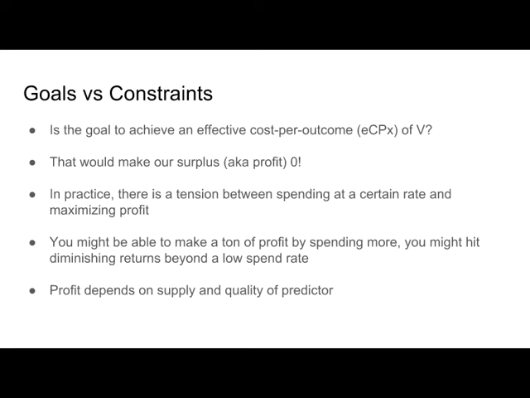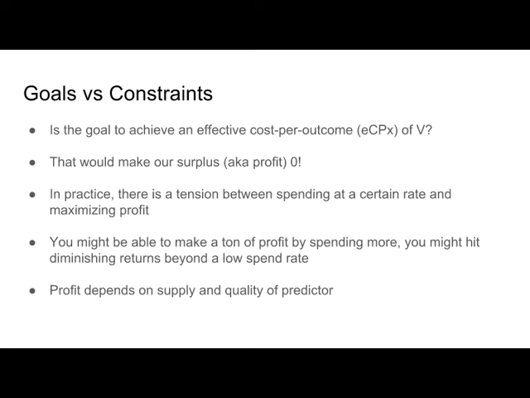So in practice, there's actually a really strong tension between spending at a certain rate and maximizing profit, right? If I'm modulating my spend rate so as to get something for exactly what it's worth to me, I'm not making any money. And if I'm not an advertiser, but I'm selling the impression, I've pre-sold the click, so I'm an ad network, V is not some abstract quantity, right? I've sold this click for $1,000, 1,000 micros, let's say. I'm making money off the difference. So I want to buy it for a lot less than what I've sold it for, right?